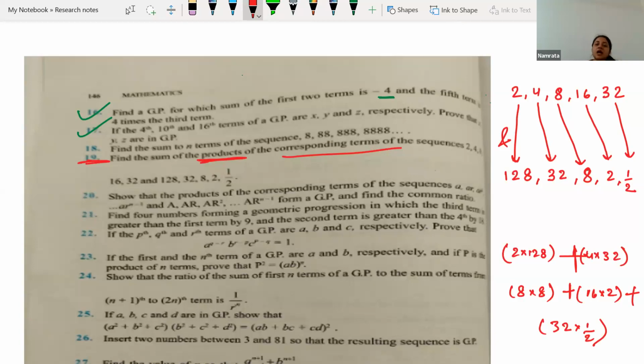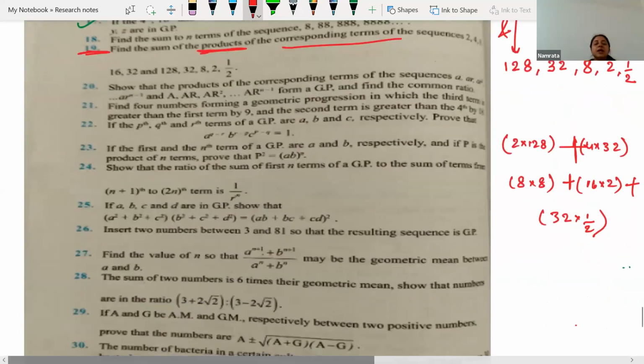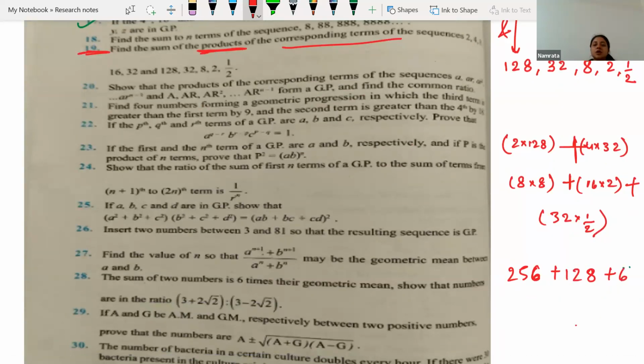Yes, ma'am. Now, we will be multiplying it. 128 into 2 will be 256, plus 32 into 4, which is 128, plus 64, plus 32, plus 16. Now if you see from the last, it is in GP. 16 times 2 is 32, 32 times 2 is 64, 64 times 2 is 128, 128 times 2 is 256. It's in GP. Can you see?